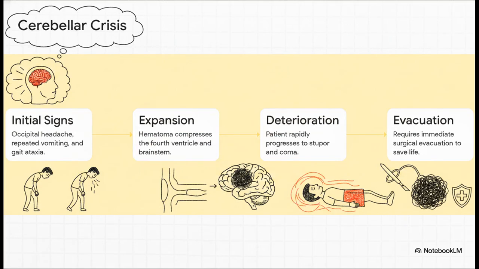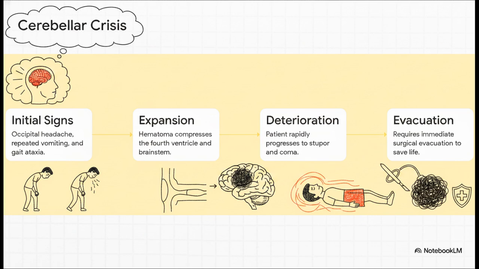A cerebellar crisis usually kicks off with an occipital headache, repeated vomiting, and severe gait ataxia. The patient might feel terribly dizzy or just can't walk a straight line. But as that hematoma expands inside such a tight space, it brutally compresses the fourth ventricle and the brainstem. Stupor and coma follow rapidly.